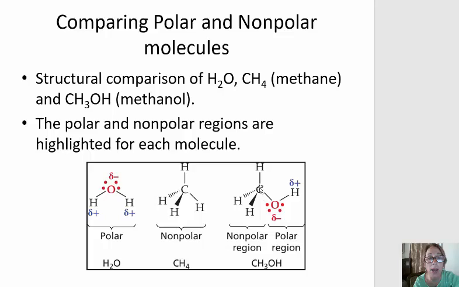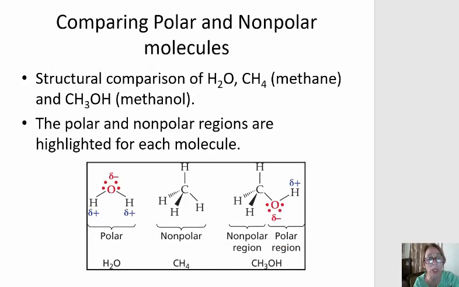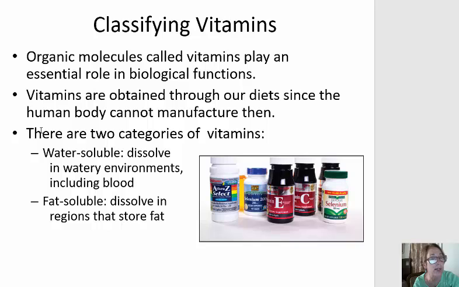Now, methanol has a methyl group as well as a hydroxyl group. So it has a nonpolar region as well as a polar region. And again, if the nonpolar region is too large compared to the polar, as is the case in hexanol, then the molecule will not be soluble in water. And this difference between polar and nonpolar can help us classify vitamins.